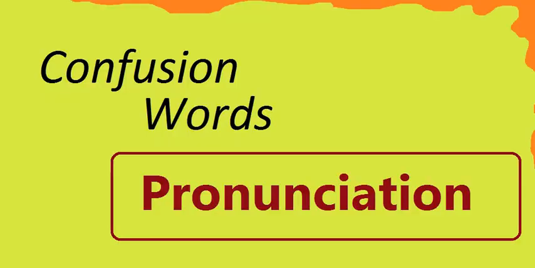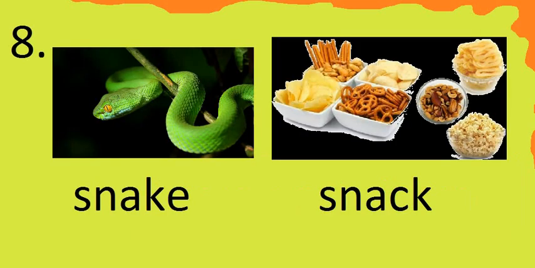The first set of words we're going to look at deal with pronunciation. Let's look at some examples. First of all, we have snake and snack. So the first one, snake. This is a long, thin animal with no legs. And here the A in the middle makes an A sound. Compare that with snack. This is a small item of food you might have as a treat or between meals. And here the A sound is an A.